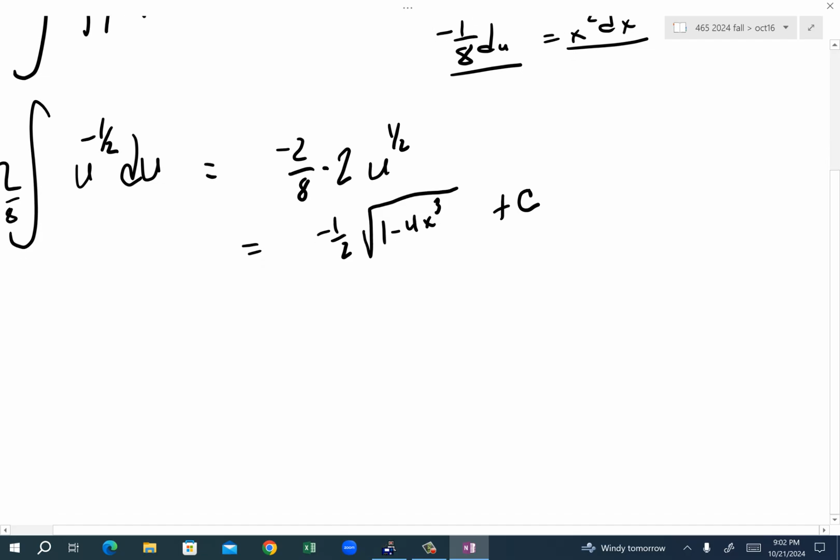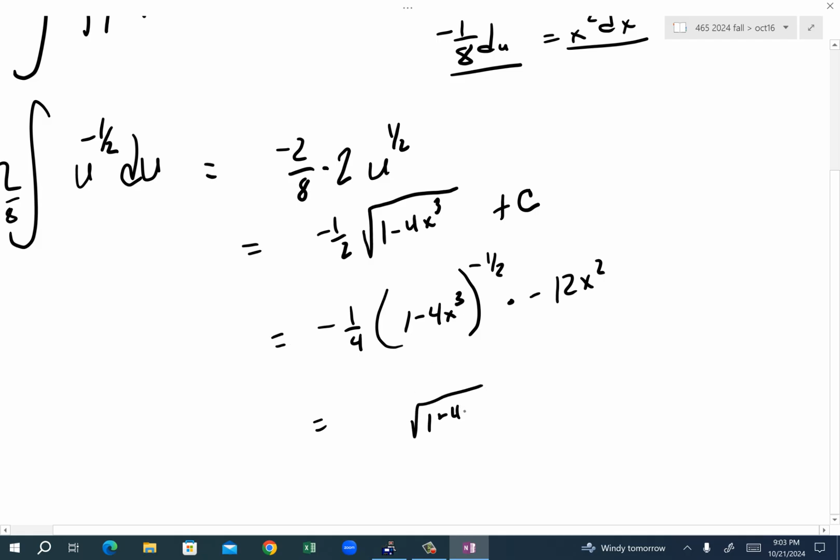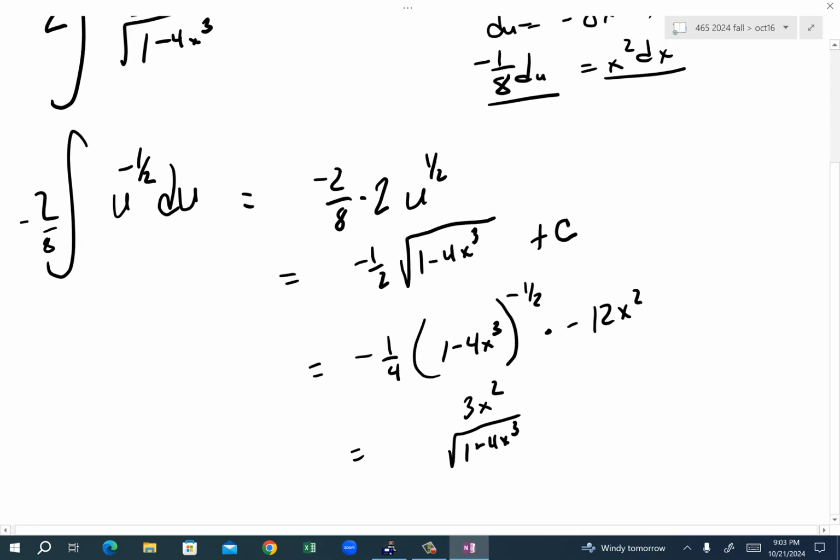Again, does that work? Probably. So this is this thing to the 1/2 power. If you take the derivative, you bring the half down, you get negative 1/4, and then you're going to get this thing to the minus 1/2 times negative 12x squared. The negative signs cancel out, and 12 over 4 is 3x squared. So I made a mistake somewhere, because that should have worked properly, and of course it did not. Let's retrace our steps.